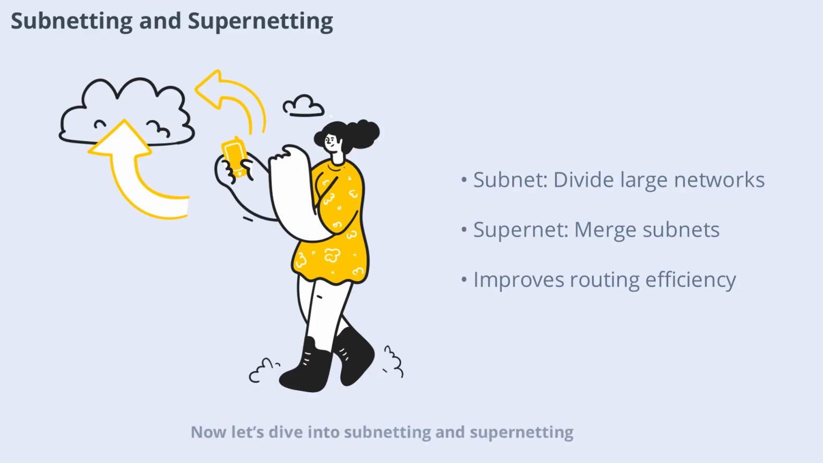Now let's dive into subnetting and supernetting, two techniques that help manage and organize networks efficiently. Subnetting involves dividing a large IP network into smaller logical segments called subnets. This makes routing more efficient, enhances security, and limits unnecessary broadcast traffic. For example, a 192.168.10.24 subnet can have up to 256 unique IP addresses.